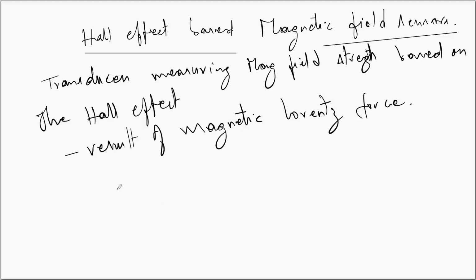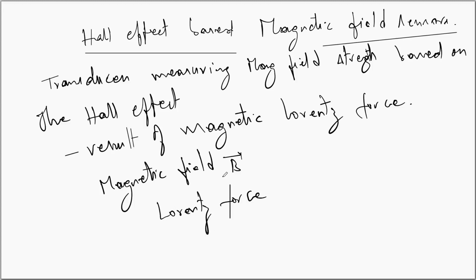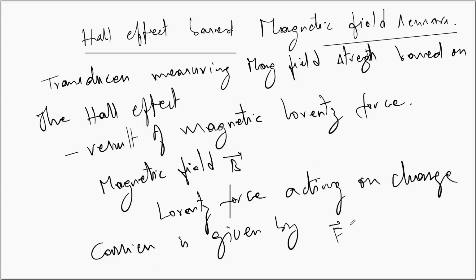If a solid, when placed in an external magnetic field B, the magnetic Lorentz force acting on the charge carriers is given by F is equal to QV cross B, where Q is the charge of the charge carriers, V is the instantaneous drift velocity of the moving charges, B is the flux density in which the sample is placed.